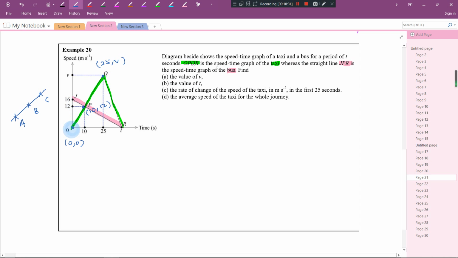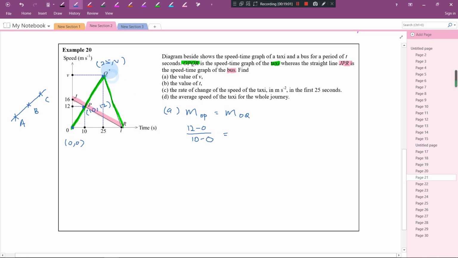So we know that the gradient of OP will be equal to the gradient of OQ, right? Gradient of OP is equal to the gradient of OQ. If you don't want, you can just say gradient of OP is equal to gradient of PQ. Okay. Gradient of OP, we have to focus on these 2 points first. 12 minus 0 divided by 10 minus 0.